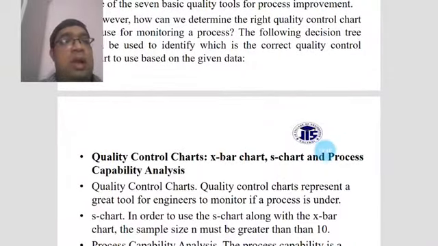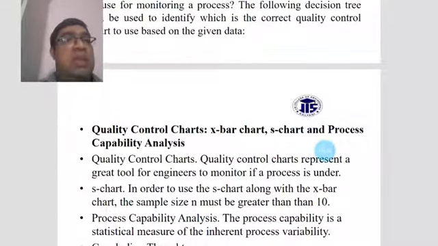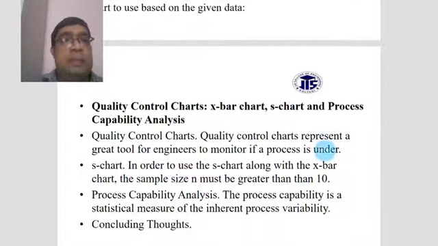The quality control charts we will concentrate on are the X-bar charts, S charts, and process capability analysis. X-bar charts, as quality control charts, represent a great tool for engineers to monitor if a process is under control. Next, the S chart.